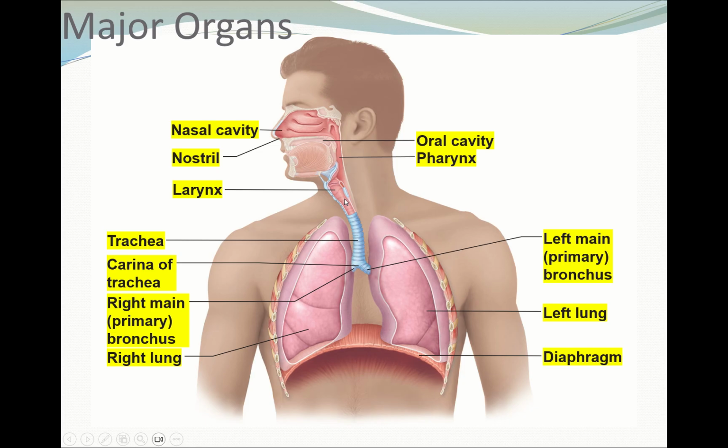So the larynx leads to the trachea, which then at the carina, which is the branch here of the trachea, is going to branch into the right main or primary bronchus and the left main or primary bronchus. And then once we get into the left and right lungs, the bronchi will branch in a tree and end in the alveoli, where the exchange of oxygen and carbon dioxide takes place.